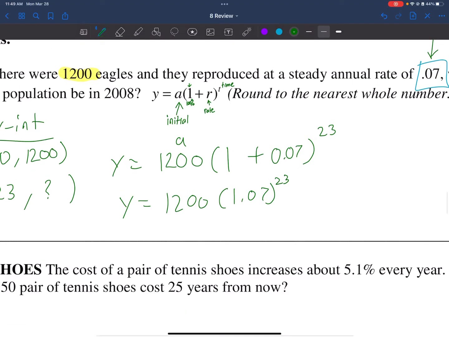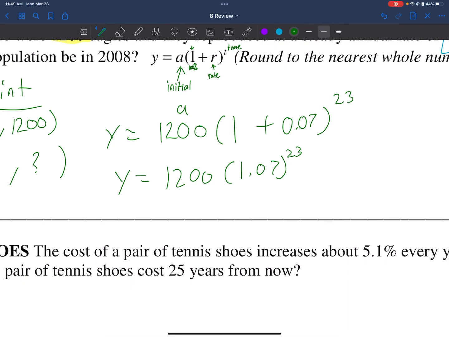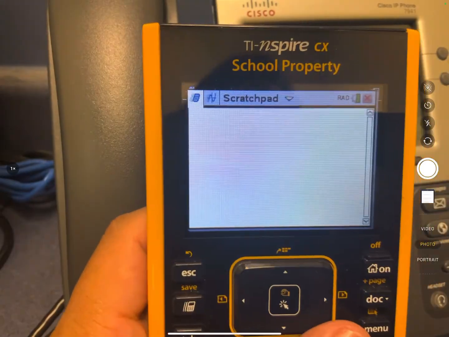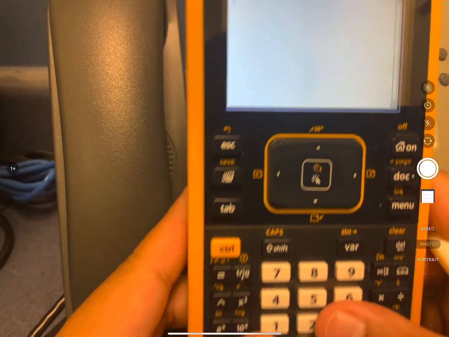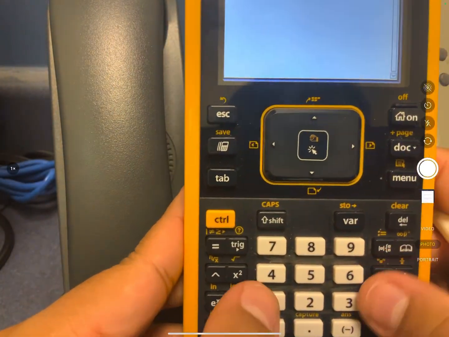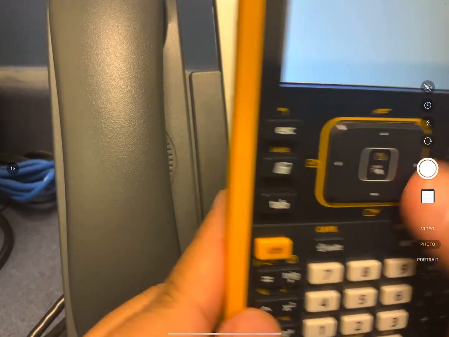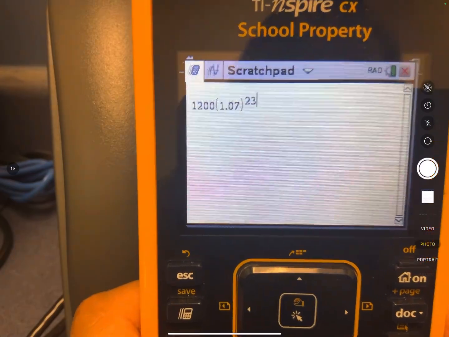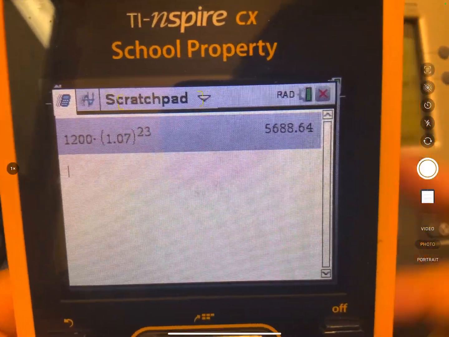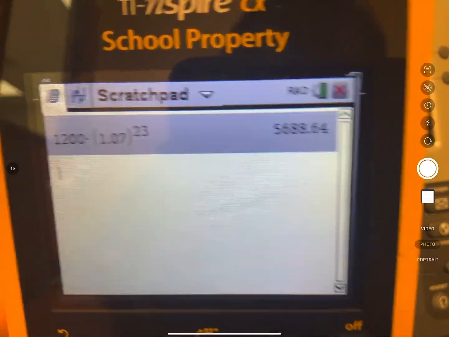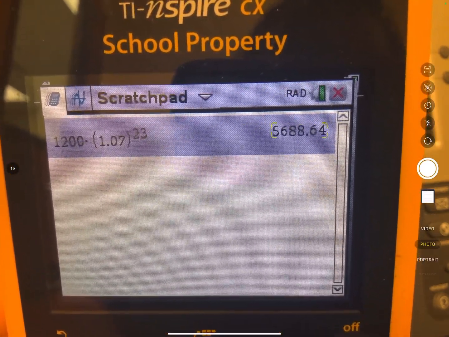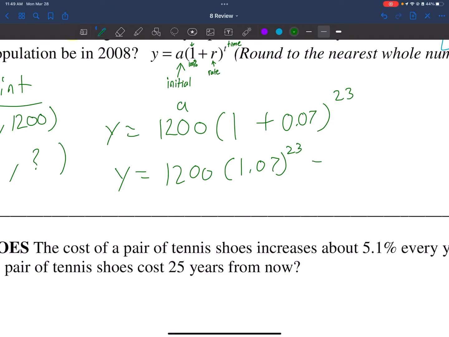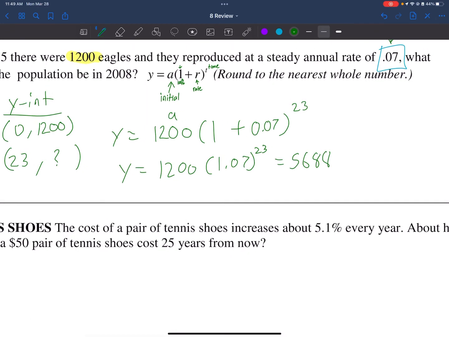Okay, from here, it's as easy as plugging into the calculator. So let me pop up my calculator. And we're going to graph, what was that, 1200 out front, parentheses, 1.07, raised to the power of 23. 23 years. And we get our answer, 5,688.64. And that's good enough. Well, though we should probably round this to whatever answer we get. 5,688, and it says rounded to the nearest whole number. 0.64 would round us to 5,689. So eagles.